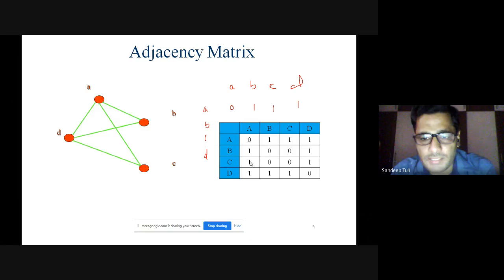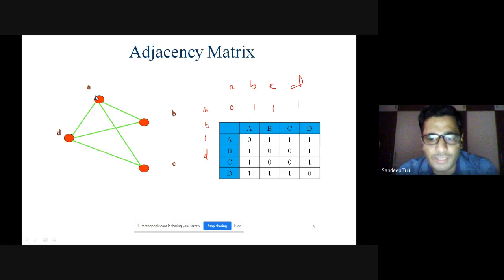Like C and B, there is no edge, so it is 0. And B and C, similarly, there is no edge. And also, if there is no loop, then the diagonal entries are also 0.